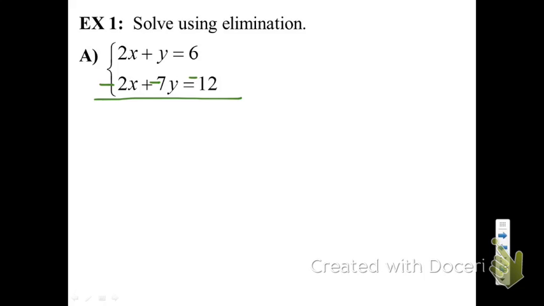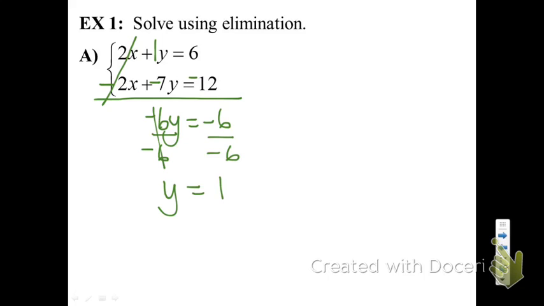I'm going to draw that addition line and then add down. So I have a 2x minus a 2x. That eliminates, and that's the whole purpose of doing this. So then we're left with 1y minus 7y, which gives you negative 6y, equals 6 minus 12, which is negative 6. To solve this, we divide by negative 6. That divides out on the left, and you get y equals 1.